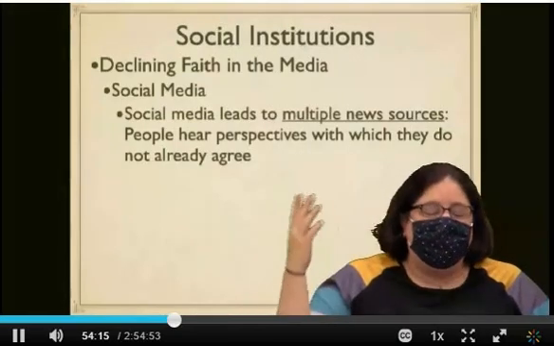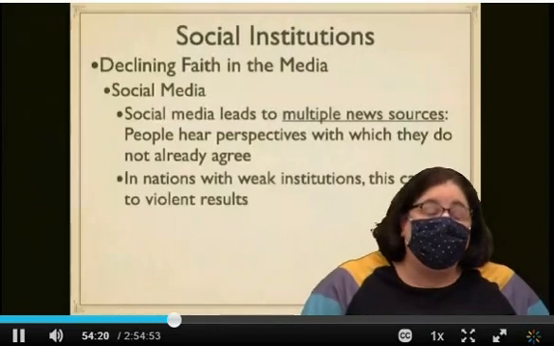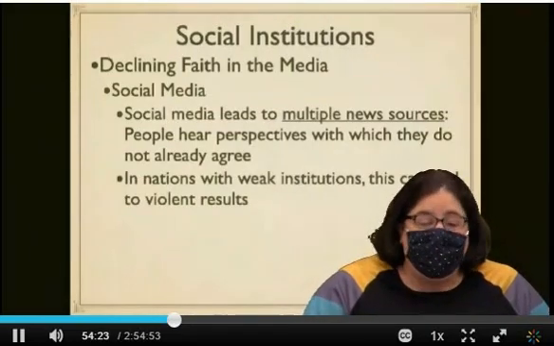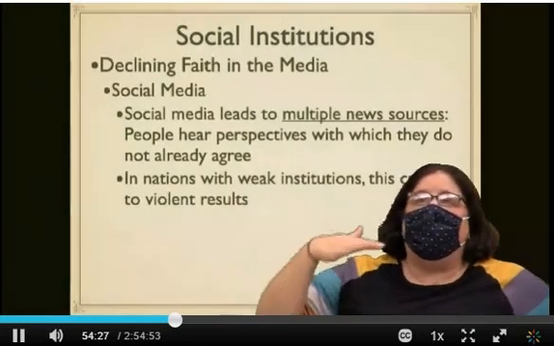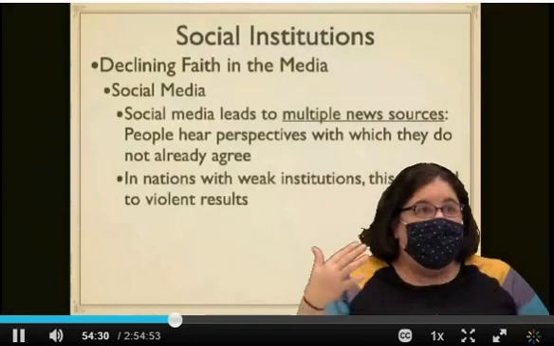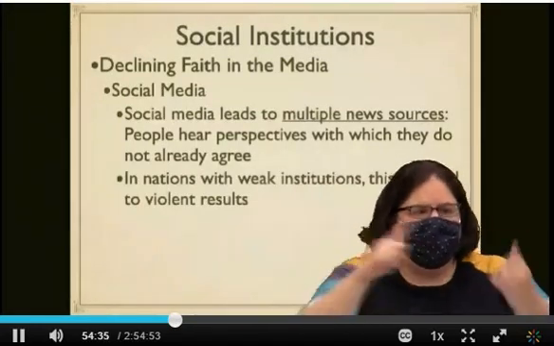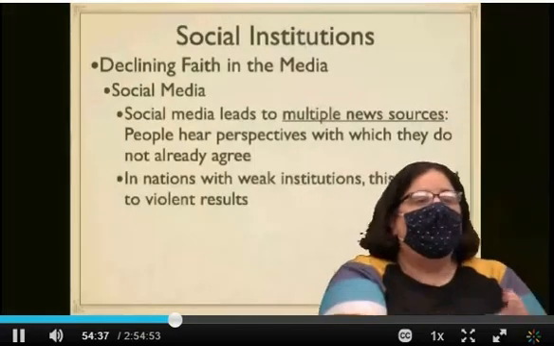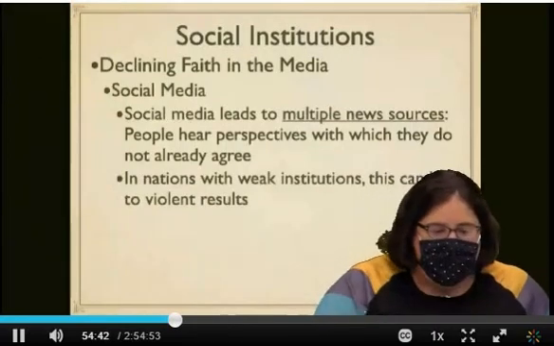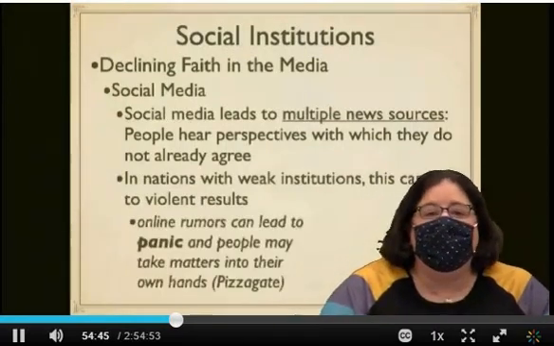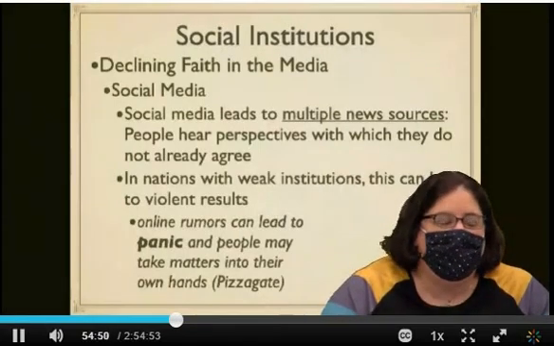Hearing perspectives that you don't always agree with is good exercise, but in countries that have weak institutions, this can lead to violent results, right? And Mimi, you mentioned, we see this with the pandemic right now, with people not being sure about the science around masking or vaccinations or the new treatments or old treatments that aren't good or whatever. Online rumors can lead to panic, and people can take matters into their own hands in a bad way.